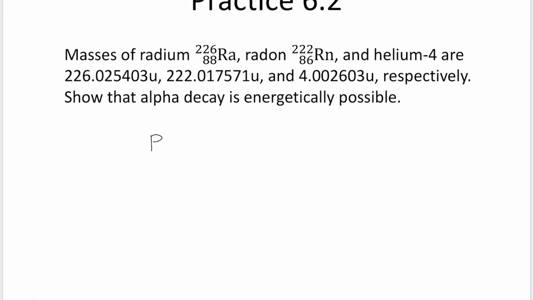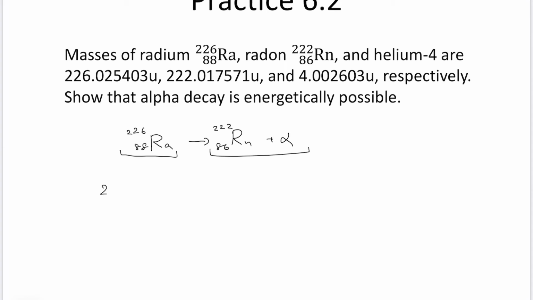So in these situations, radium-226 alpha decays into radon-222, so 86, plus an alpha. So in this situation, we'd like to compare the mass of the reactant and the total mass of the products.